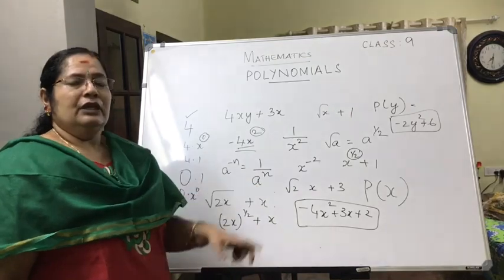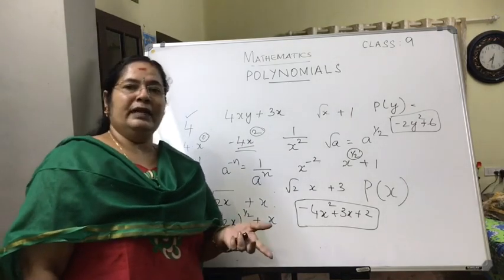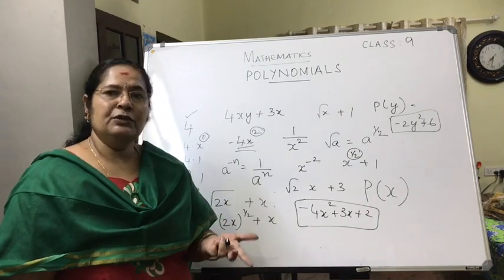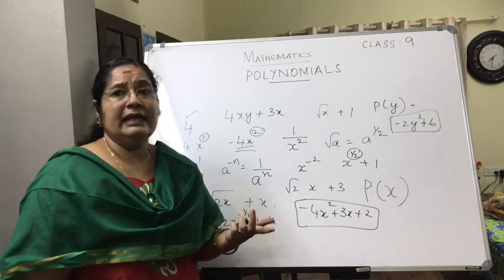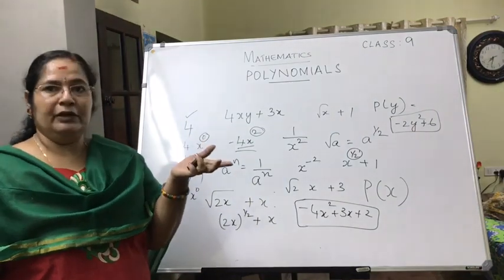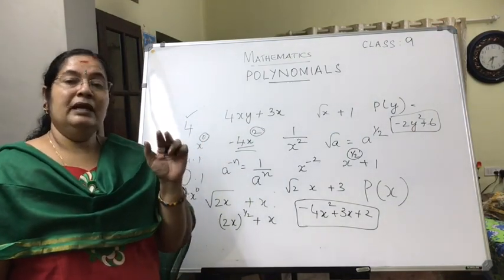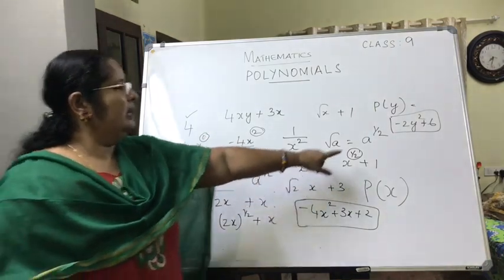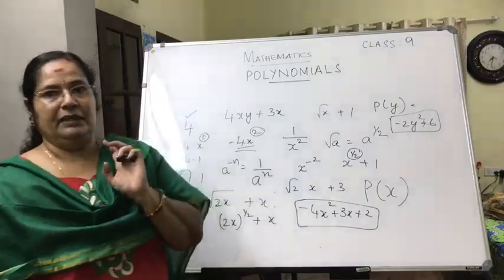So have you understood? You can have polynomials with one variable. More than one variable also you can have. Sometimes you get an expression having x, y, z and all, as we have seen earlier. That is also a polynomial, but in more than one variable. Here all these are polynomials in single variables.